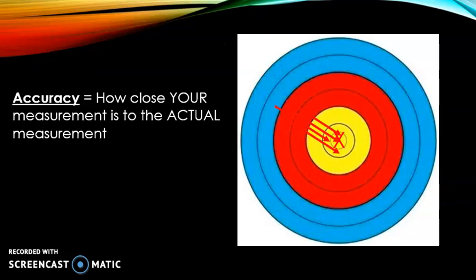Now, in this case, if you'll notice, if this had been the pattern of my arrows landing onto the target, they're really, really close to that bullseye. So in this case, this pattern would be accurate.